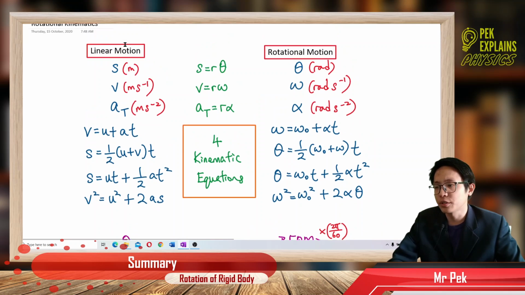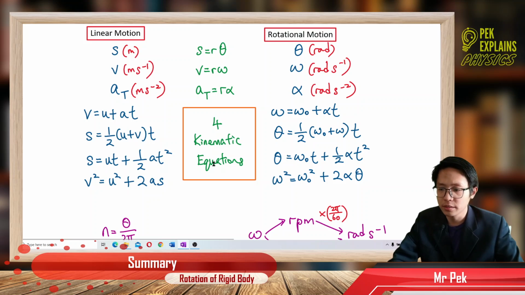So in linear motion, we learn about the 4 kinematic equations, namely v equal to u plus at, s equal to half u plus v t, s equal to ut plus half at square, v square equal to u square plus 2as. Now we translate that into terms in rotational motion. v is omega, a is alpha, s is theta. When they change to the terms in rotational motion, they look similar, isn't it? v equal to u plus at becomes omega equal to omega naught, where omega naught means the initial velocity, plus alpha t.